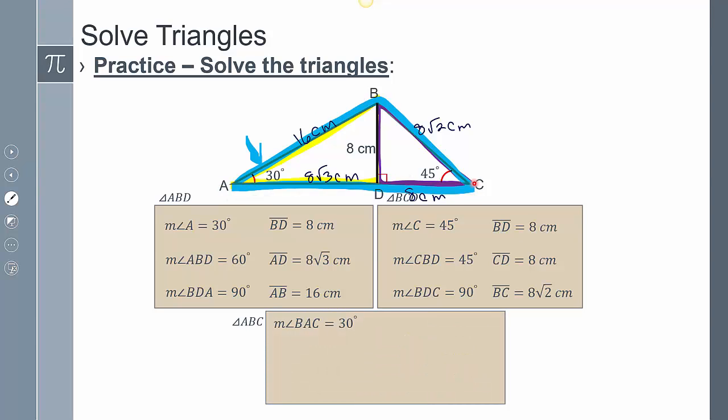So BAC, which is this angle, is going to be 30 degrees. And then we have BCA, which is going to be this angle, which is 45. Now to find this angle here, this is going to be 60 degrees, and this is 45 degrees. So I have to add those together, and that's going to give me 105. And then this side right here, this is 8 root 2. This side right here is 16. And I have to add these together, so I get 8 plus 8 root 3 to find this side here.